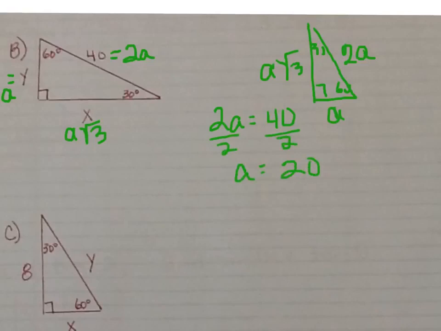So now you can actually answer X and Y. So this side over here, that's Y, is just A, so this is 20. And then X is A square root of 3, so that's 20 square root of 3. And again, you have to make sure on the test tomorrow that you label both sides because both of those are parts of the answer.